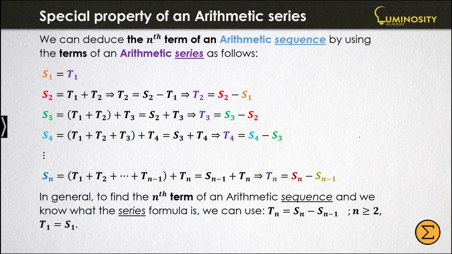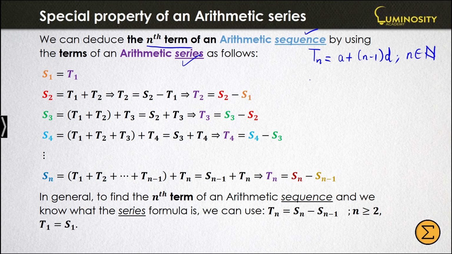In this lesson, we're going to be looking at the special property of an arithmetic series. So, we can deduce the nth term of an arithmetic sequence by using the terms of an arithmetic series. Okay, so for the arithmetic sequence, we know t sub n equals a plus n minus 1 times the common difference d, where n is a natural number.